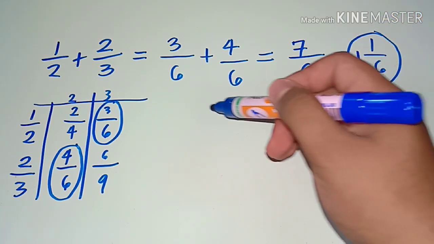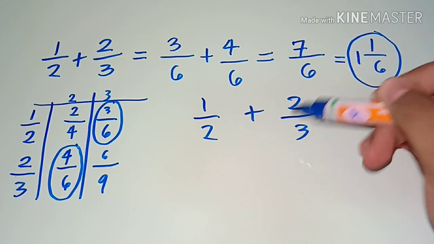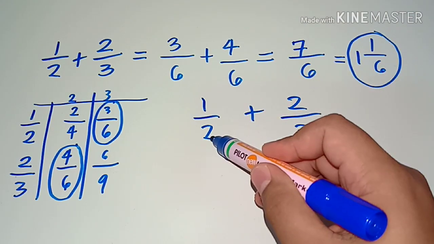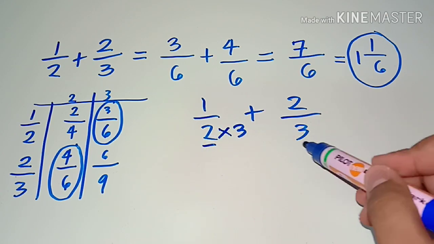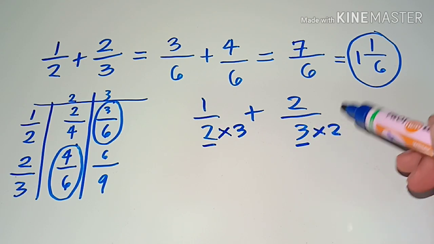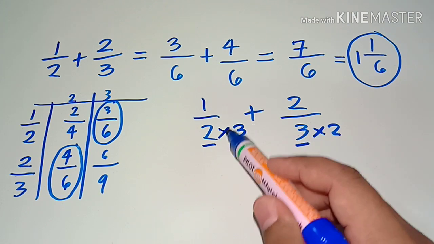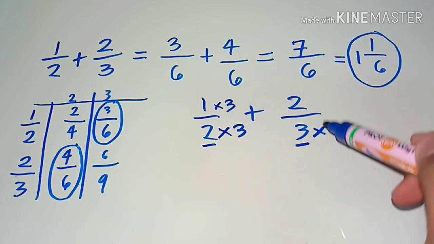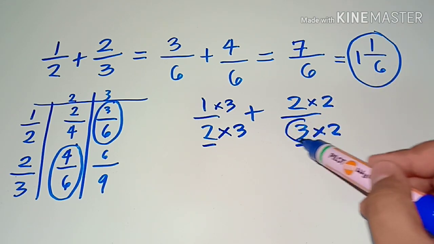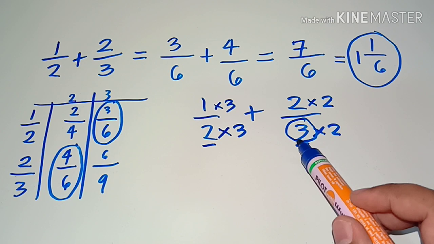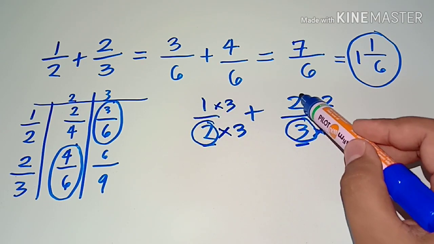Another way is you will multiply it, helping each other. So you will use 3 to help this number here, multiply it, and you will use 2 to multiply it here. That means both denominators are helping each other. If you multiply 3 here, you also multiply 3 here. Multiply 2 here, you also multiply 2 here. So the denominator 3 here is helping 1/2. The denominator 2 here is helping 2/3.